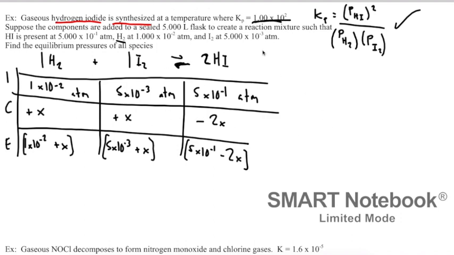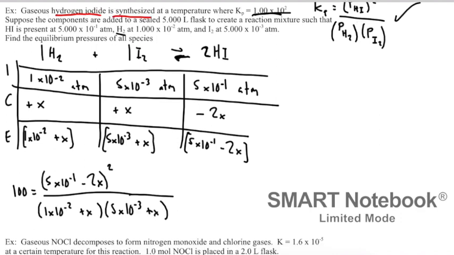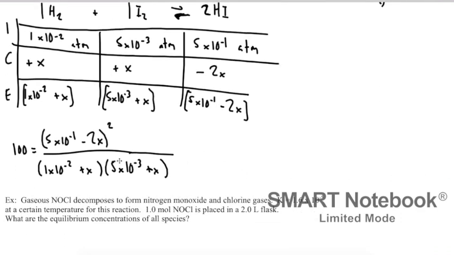And of course we're given K. It's 1 times 10 to the second, which is just 100. 100 equals the equilibrium concentration of HI raised to the second power, so 5 times 10 to the negative first minus 2x, squared, over each of these multiplied together and raised to their stoichiometric coefficient of 1. Okay, and now we can try to simplify this out.